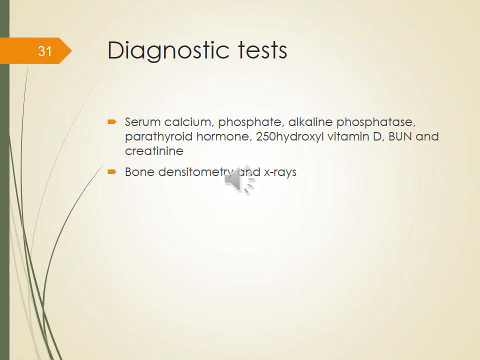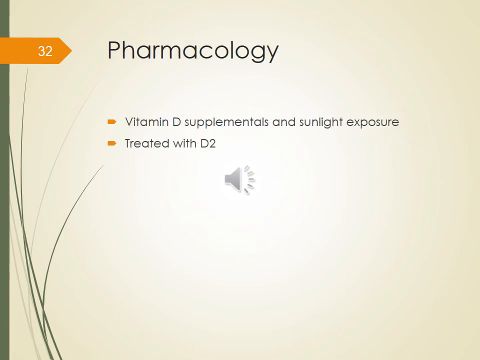Diagnostic tests: serum calcium, phosphate, alkaline phosphatase, parathyroid hormone, 25-hydroxy vitamin D, BUN, and creatinine. Other testing they do is bone densitometry and x-rays. So they're going to look at the bone density and they're going to look at x-rays to see to what extent the osteomalacia is. Pharmacology, they might do vitamin D supplements and sunlight exposure, and if they need more than just the vitamin D, they'll treat them with vitamin D2.